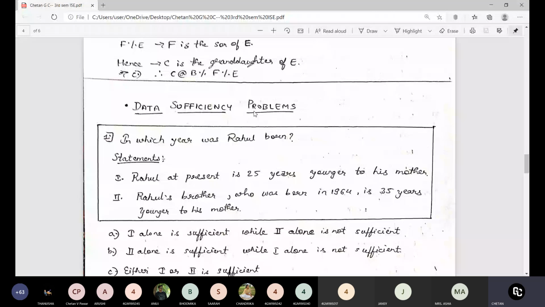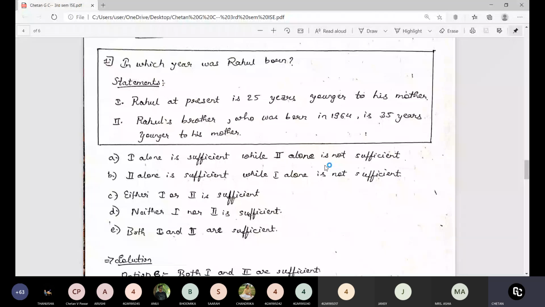Each of the questions below consists of a question and two statements, numbered statement one and statement two, given below. We have to decide whether the data provided in these statements is sufficient to answer the question. So read both the statements and give the answer. Therefore, the answer can be given in five ways, as you see here: A, B, C, D, E. Among them, one is correct.